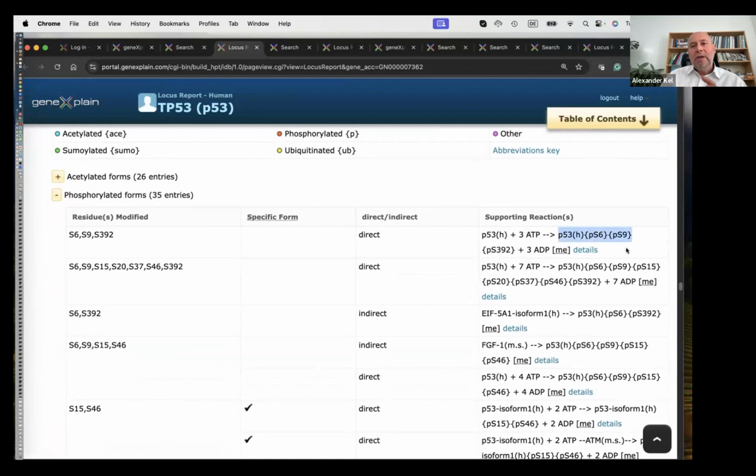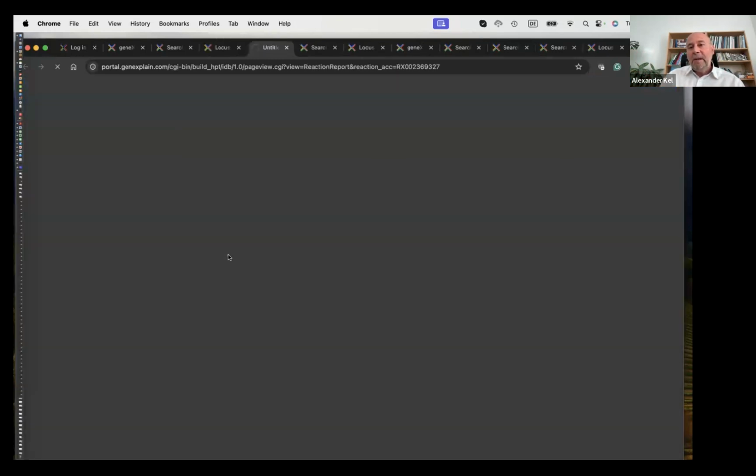So each individual modified form of a protein, or complex of proteins, or any unit, we call it any molecule in a cell which has a particular function. For instance, p53 modified, phosphorylated in these 2 positions, may have a special function. It is involved in particular reactions. These positions are phosphorylated by a particular reaction. So you see here the detail about that reaction.